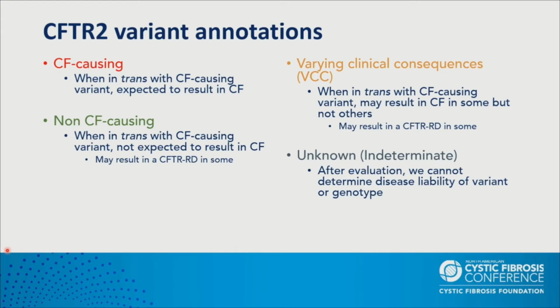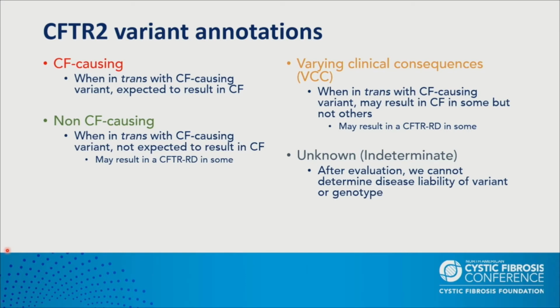So when I talk about CFTR2 interpretation of a variant, we have four main categories. The first is the most obvious and the one that I think really nobody has trouble understanding, and that's a CF-causing variant. What we mean by this is that if you have one CF-causing variant in one copy of CFTR and another CF-causing variant in the other copy of CFTR, we expect that that individual will meet the clinical definition of having cystic fibrosis.